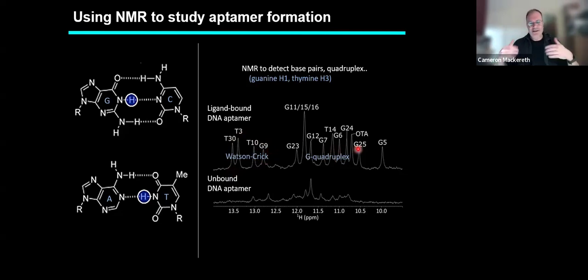So already we can see from this simple experiment that we have not much folded character in the unbound aptamer. You can see there's not many signals because they're freely exchanging with the solvent. And when we add a ligand, we can see them very sharp. So there's folding. And we can also characterize, even from this few-minute experiment, that there is probably some Watson-Crick and something else going on.